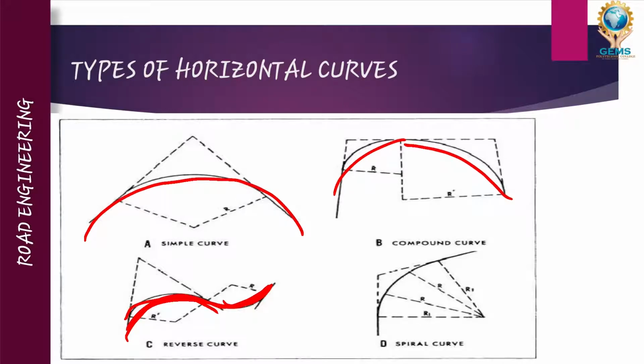And a spiral curve can start from here, or from here, or from here. Spiral means the joining of compound and simple curves, both will join in a spiral, and that is known as a spiral curve.